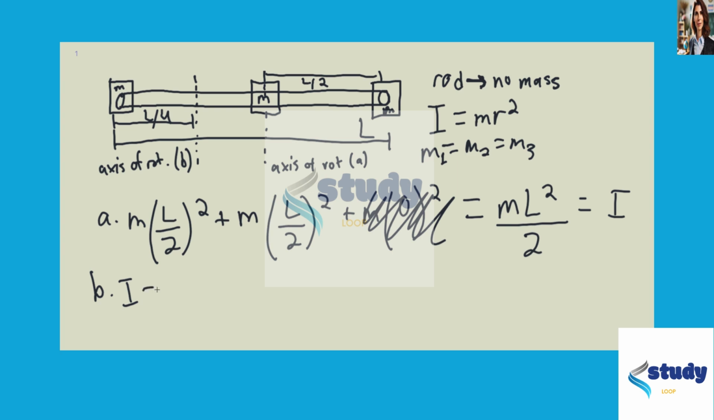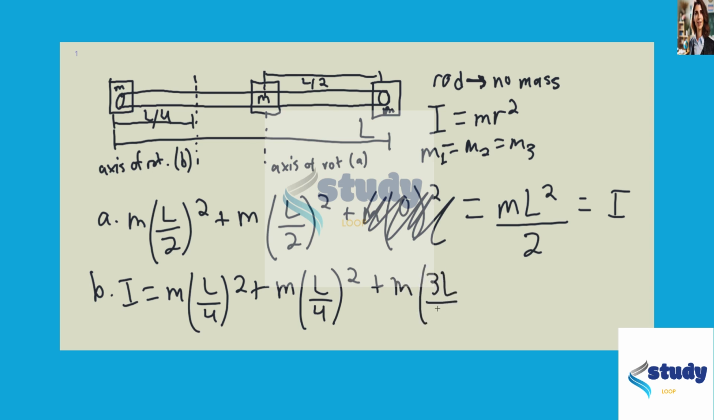And I is going to be equal to, let's account for this one. So we have m and then L over 4 squared plus, let's account for this one, m L over 4 squared. And then let's account for this one. This is going to be L over 2 plus 1/4. So this is going to be m 3L over 4 squared.